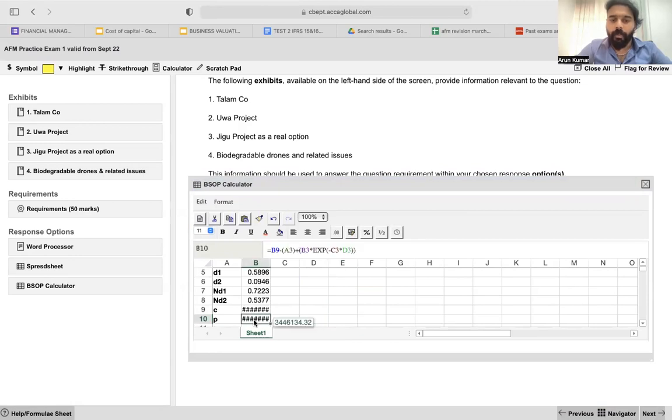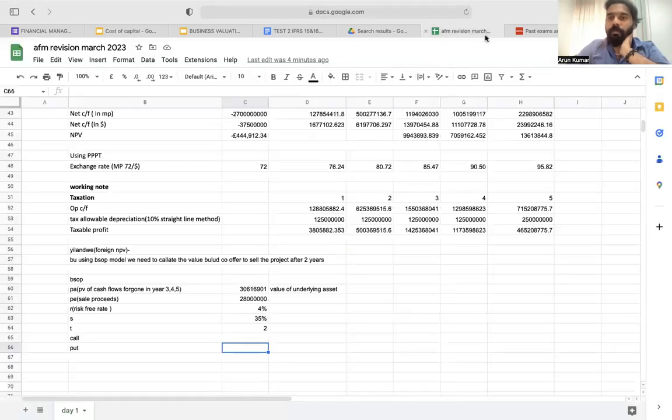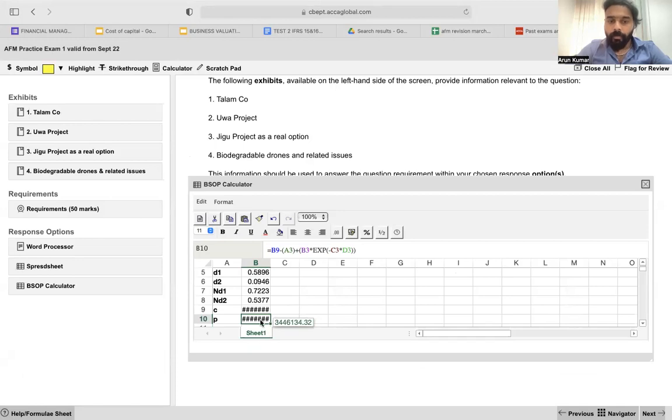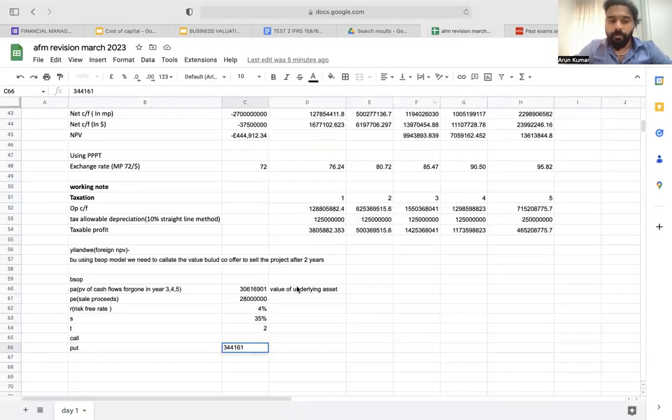So this is the value of your put option. How much is it? 344,613.32. Just note it down. So the value of the put option we get using that BSOP calculator is 344,613.32.